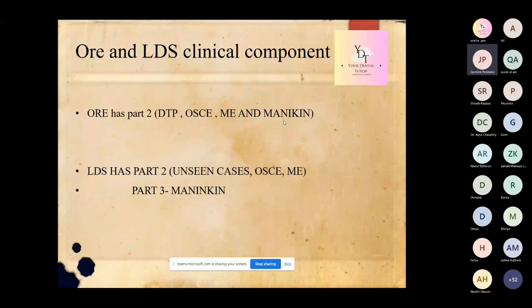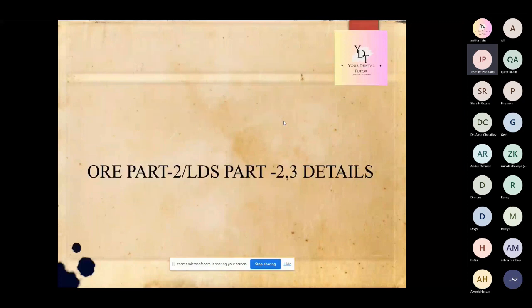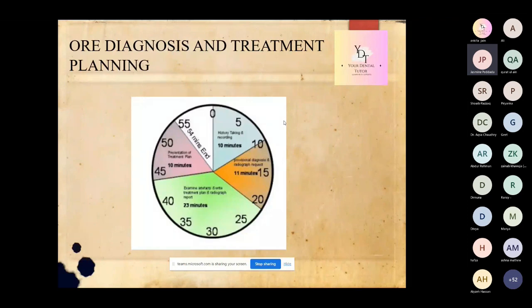So now can we go ahead and see how the OSCEs and DTP in ORE and unseen in LDS are different from each other. The slide with the chart. Yes, thank you. Now, this is the DTP component, day 3 of your ORE Part 2 exam, the first half. You will be given just one case. Now, in that one case, you will have 10 minutes of taking a history from a patient. It has a structured approach, which will again be taught to you in detail in the course.